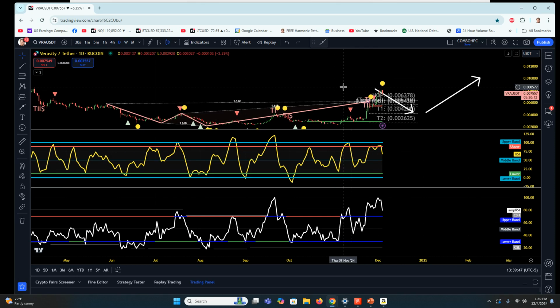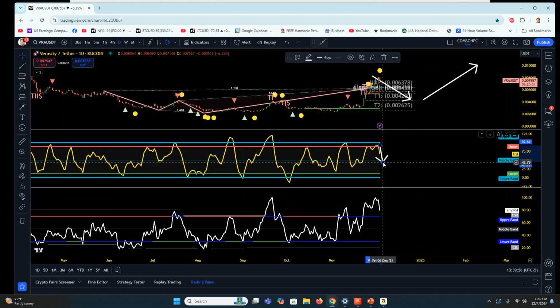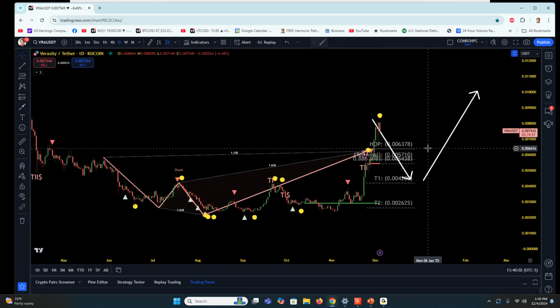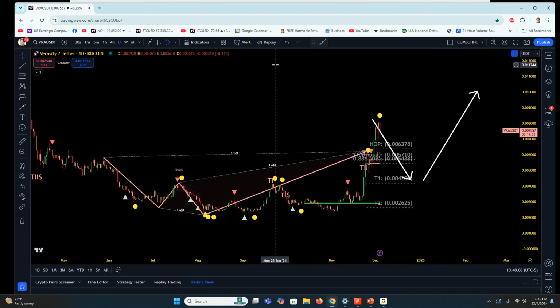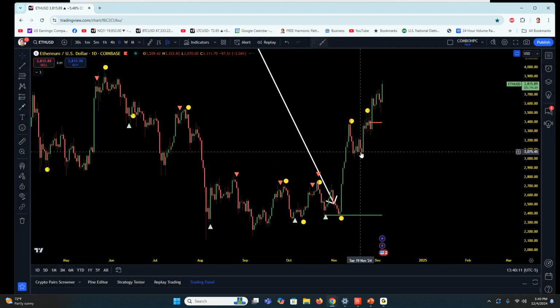Like if you were looking for a spot where VRA would stop, it has to do something like this: hit the overbought, come out, and even hit the 50 level. And then you would know that's been done. It's topped out for now. What's the Ethereum? Ethereum's like this. So you're talking about that return trade.